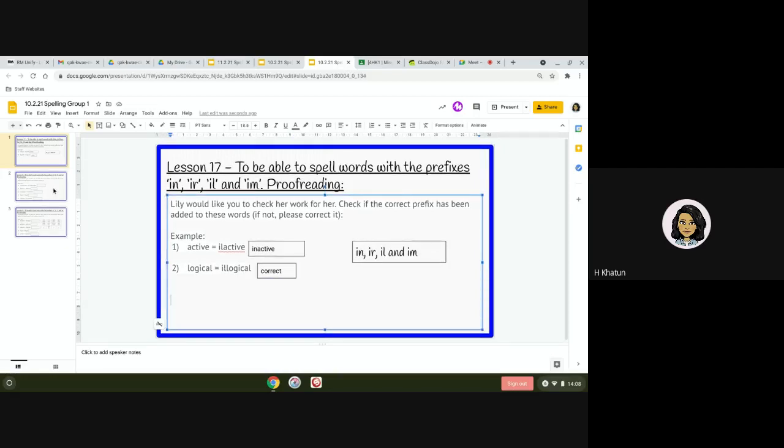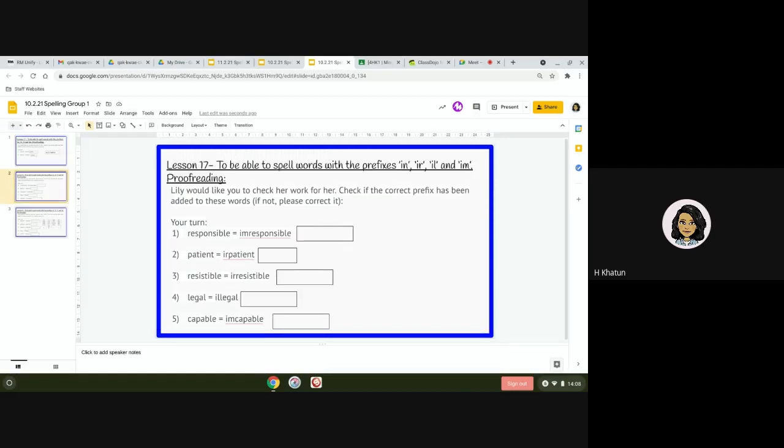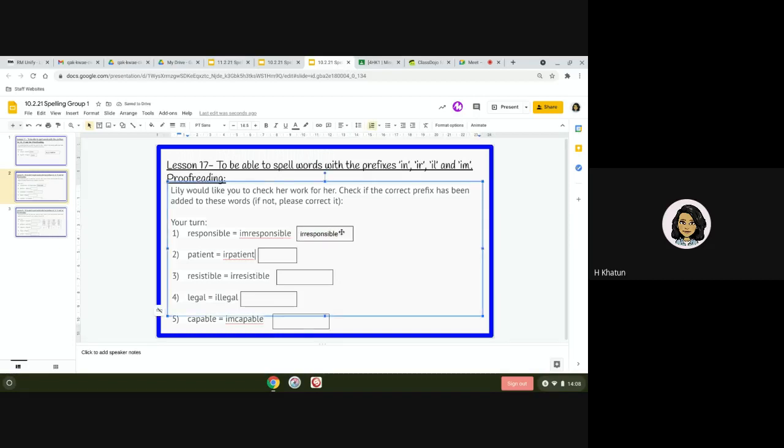So now, if you are in group one, I would like you to begin marking her work. So here we have the word responsible, and she chose the prefix im to make the word irresponsible. Is that correct? Have a think. Now, if that isn't correct, I want you to double click into the box and write the correct prefix. So would it be irresponsible? Or would it be irresponsible? Which one would it be? I want you to correct it for her.